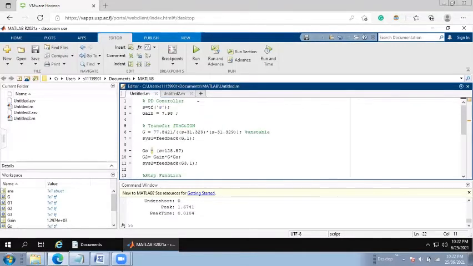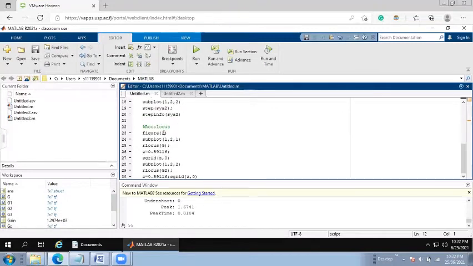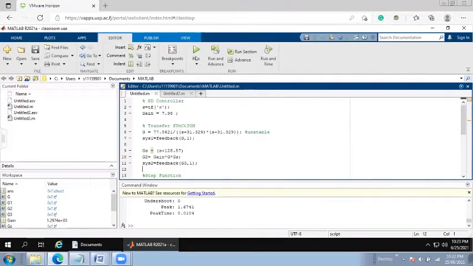PD control. Just like our lead controller, we have used a similar approach by declaring the gain at the beginning, followed by the transfer function and the control block in this case. Just like previously, it is multiplied since it is connected in cascade and a feedback is given. Again, the step function is displayed in figure 1 and root locus is displayed in figure 2. So I'll just run this code so you can see it.